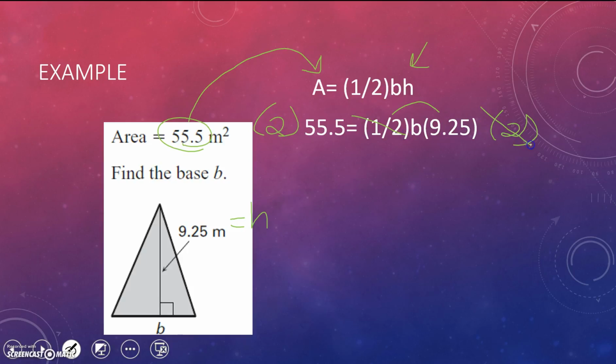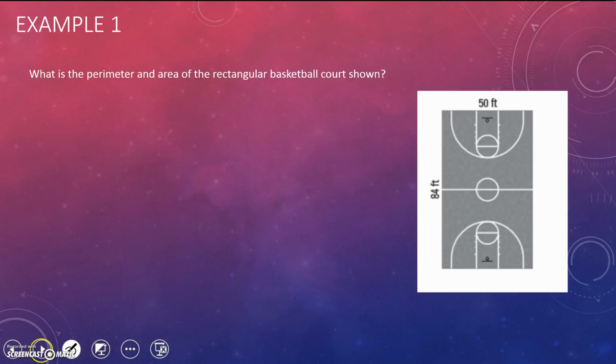1/2 times 2 cancels out to give us 1, so it's gone. But 2 times 55.5 is 111. So we know that 111 is equal to b times 9.25. Using algebra, opposite operation, we're going to divide, and we find that the measure of the base is 12 meters. You can always go back and guess and check and do 12 times 9.25 times 1/2 and make sure you're going back to 55.5. I can do this with rectangles or squares. So just be aware that if I'm giving you the area, we're substituting it in a different place.